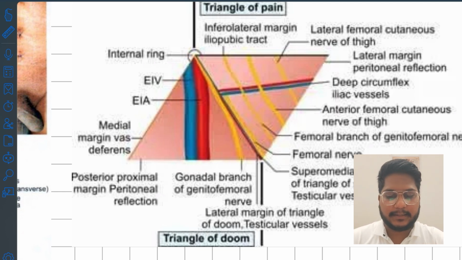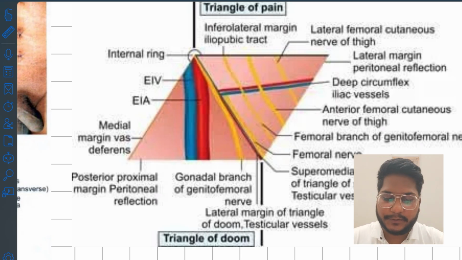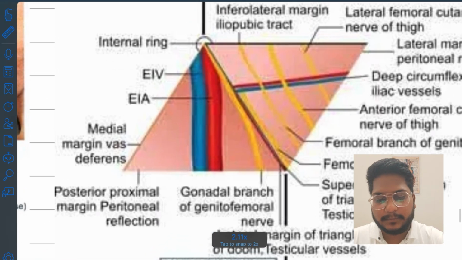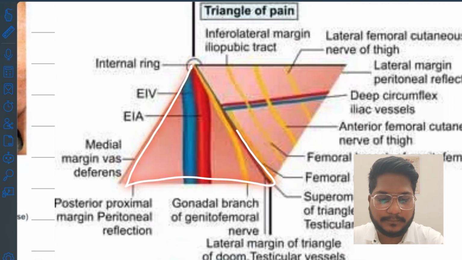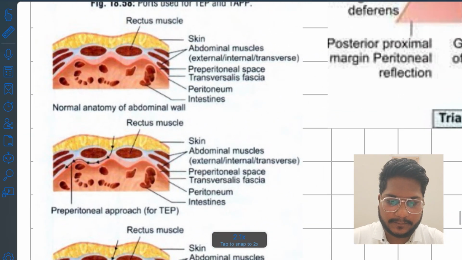If we make an incision, or suture, or place a tacker at these triangles, there will be damage to these vessels, and if there is any injury to the vessels, there will be profuse bleeding. Also, these boundaries are asked in viva questions.